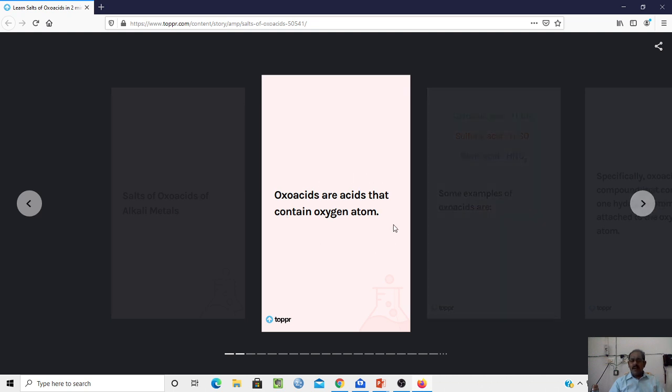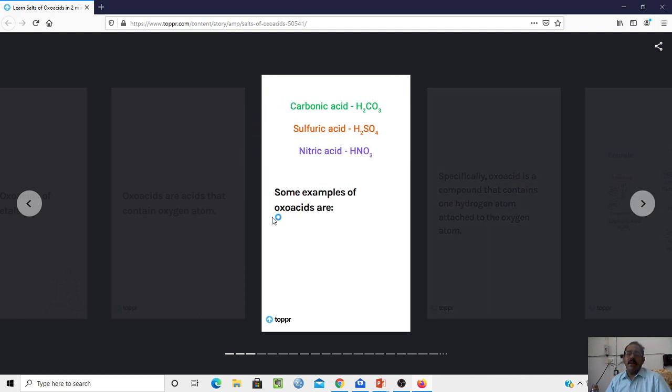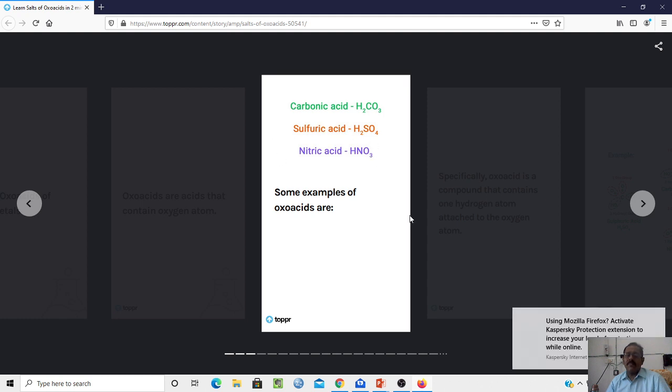Next, oxoacids are acids which contain oxygen. So if an acid contains oxygen, then we call it an oxoacid. So let us see examples of those acids. Carbonic acid, H2CO3. This is what we drink in soda. Sometimes we drink soda whenever indigestion takes place. So that is nothing but carbonic acid. So next is sulfuric acid, H2SO4, and nitric acid.